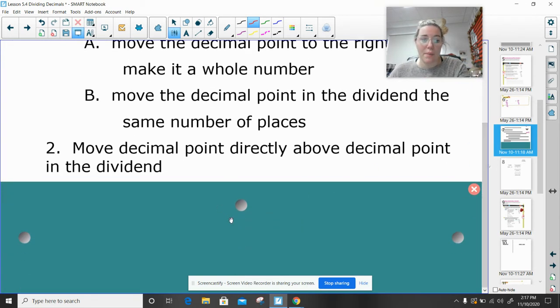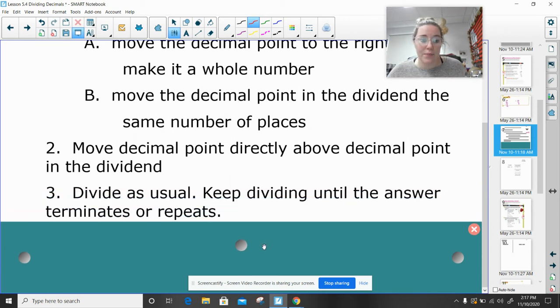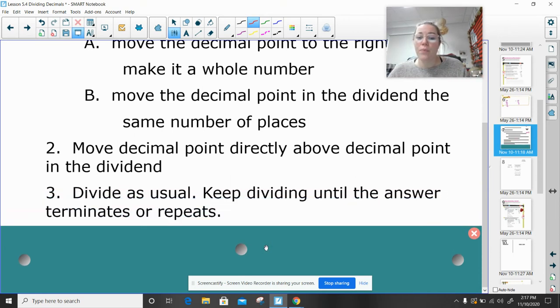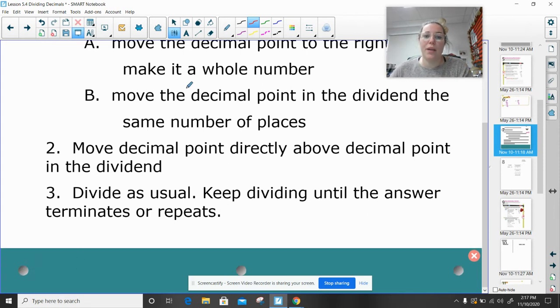Okay, so our step 2 is move our decimal point directly above the decimal point in the dividend, which we did. Then we divide as usual, and then we keep dividing until the answer terminates or repeats. So when we think of the word terminates, I like to think of it like dies, like the Terminator, whatever, it dies, it ends, okay?